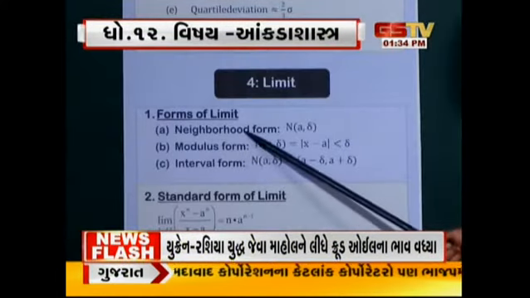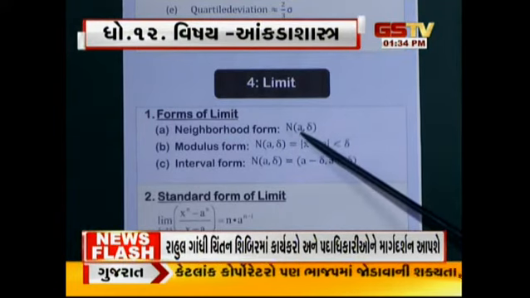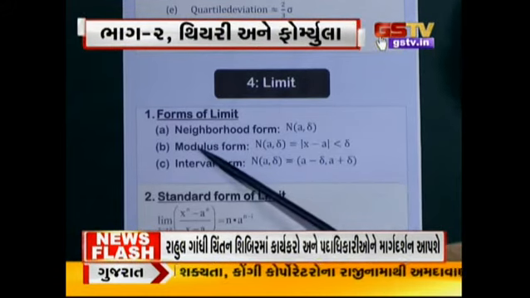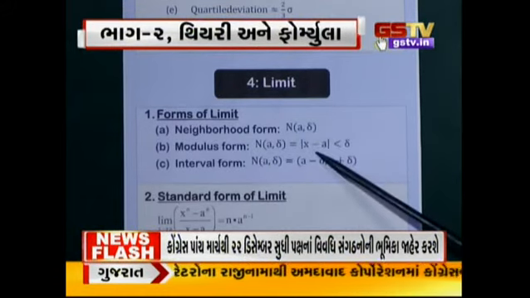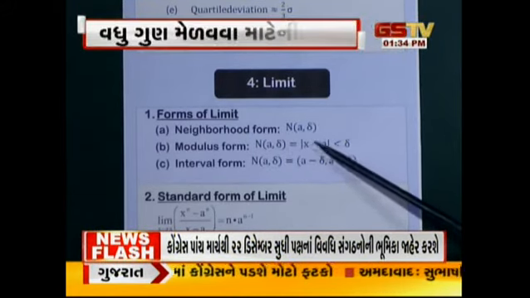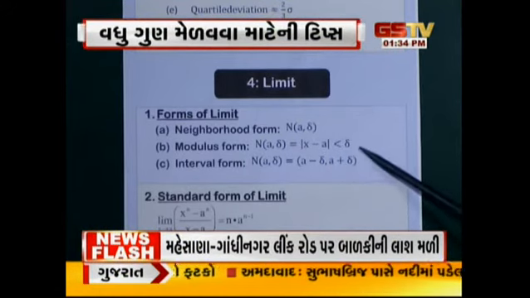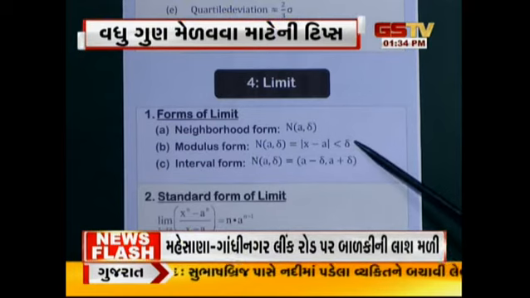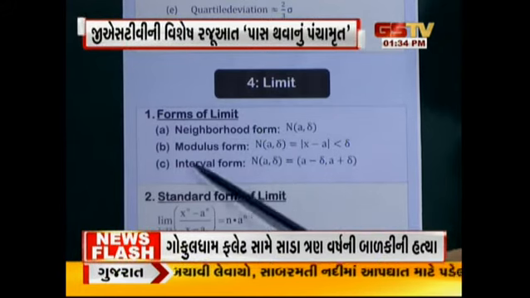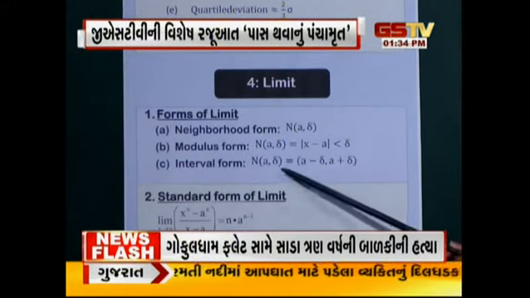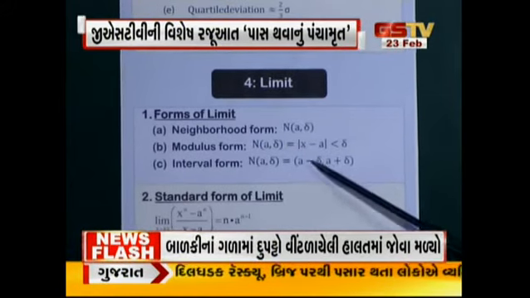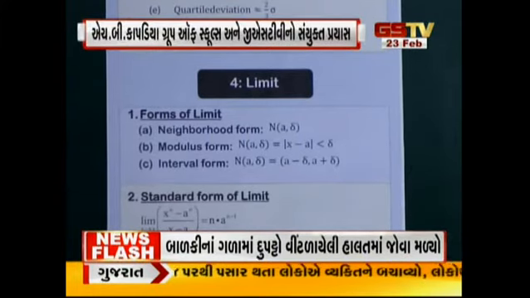First, this neighborhood form is described as N(a, delta). If we want to convert this neighborhood form into a modulus form, then we have to use this formula. N(a, delta) is equal to modulus x minus a less than delta. This is the modulus form of this neighborhood. Now if we want to convert neighborhood form into interval form, then we have to use this formula. N(a, delta) is equal to a minus delta and a plus delta.